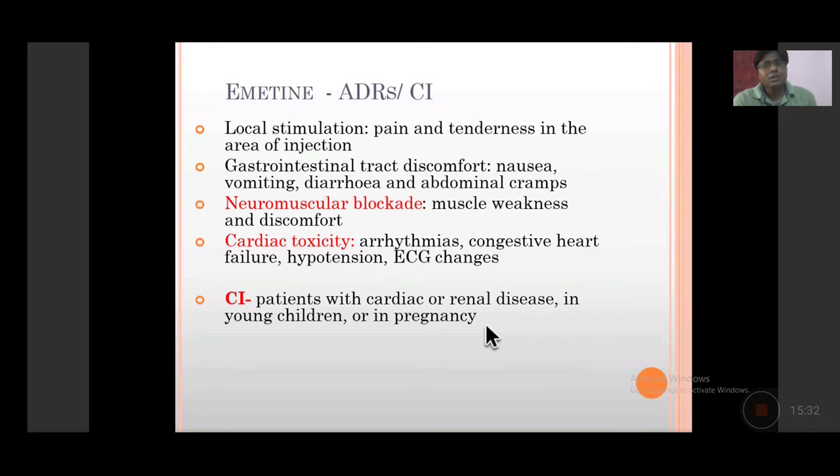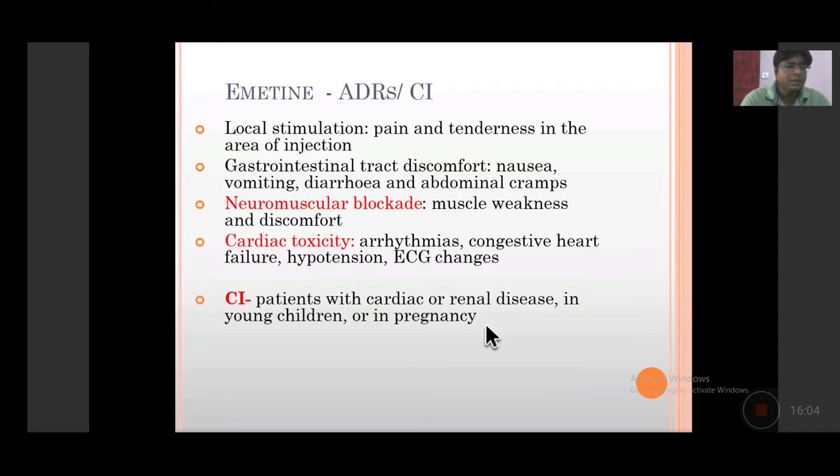Like local irritation, pain, tenderness in the area of injection. This is the side effect of the route, not the drug. Gastrointestinal discomfort like nausea, vomiting, diarrhea, abdominal cramps. Neuromuscular blockade. Muscle weakness, discomfort. It can cause cardiac toxicity as well, like arrhythmia, CHF changes. And it is contraindicated in patients of cardiac diseases, renal diseases, young children and pregnancy.